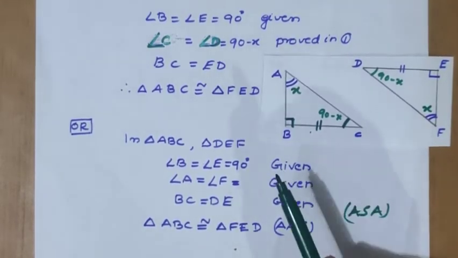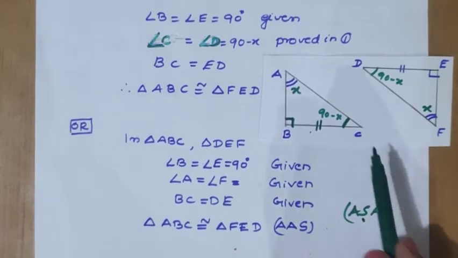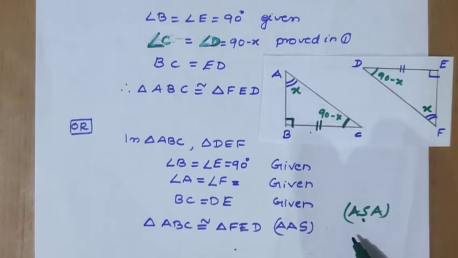So whichever method you use, write the congruency criterion accordingly. When you find the third angle and show that the side is included, your criterion must be ASA. But when you do not find the third angle and use the given two angles and the side which is not included, your criterion will be AAS. Both are the same, and the reason is the angle sum property of the triangle.